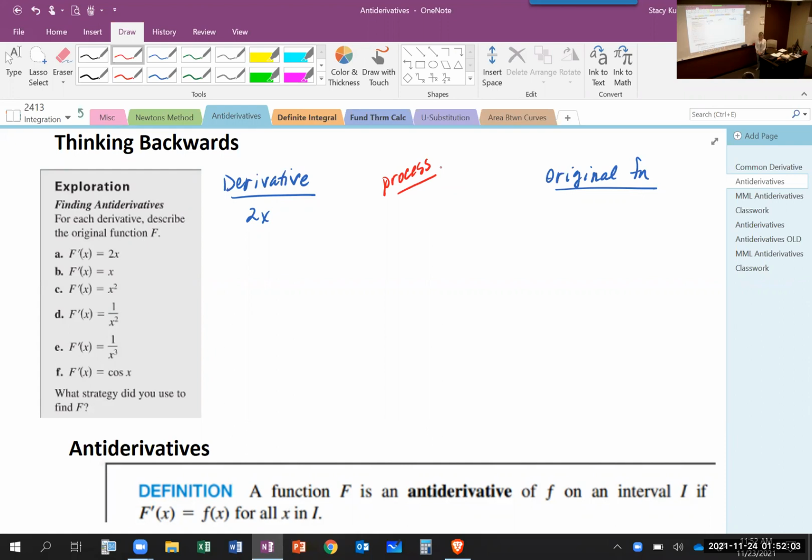If you think you've got it, take the derivative of what you think the original is until you get back what you were asking.